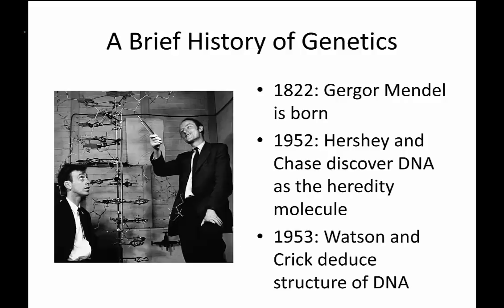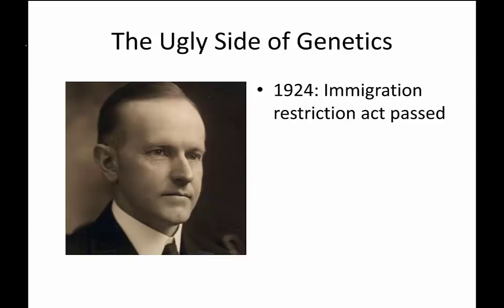Shortly after that, in 1953, Watson and Crick actually deduced the structure of DNA. So Hershey and Chase just figured out that DNA was the heredity molecule. Watson and Crick actually found the structure. And it was from really these three people, or I should say four, that the foundation for modern genetics was laid down. So genetics has been around for quite some time.